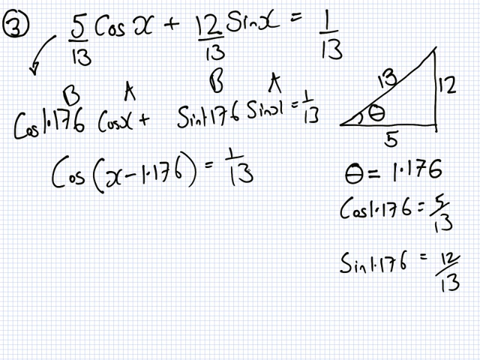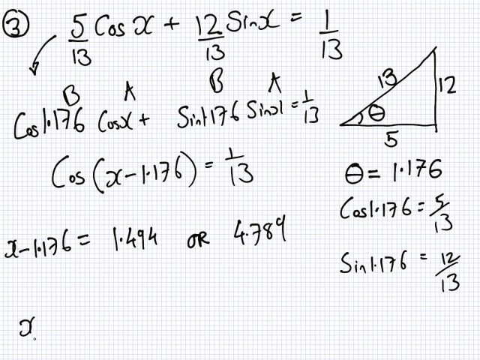When you cos inverse 1 over 13, what do you get? 1.494, or 2 pi minus the first answer. Say again? Now, how do you make the extra answers? What do you add here? You add 2 pi, don't you? Yeah. And you can add as many 2 pi's as you like.